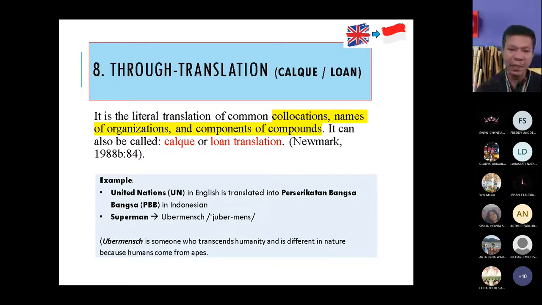In Germany, we transfer into Übermensch. Übermensch is someone who transcends humanity and is different in nature because humans come from apes.